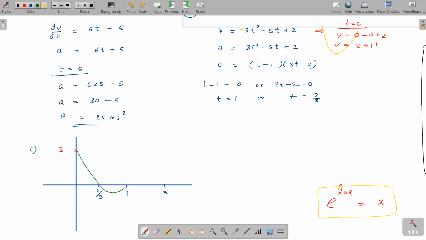Do you agree with me? So you get something like this. Do you agree with me? You get a quadratic minimum graph that goes like this. So this is the velocity time graph.